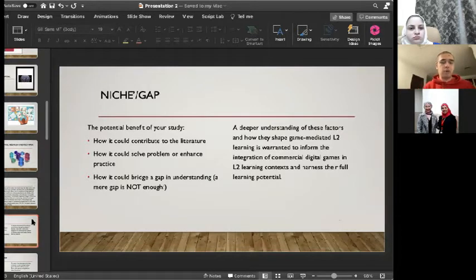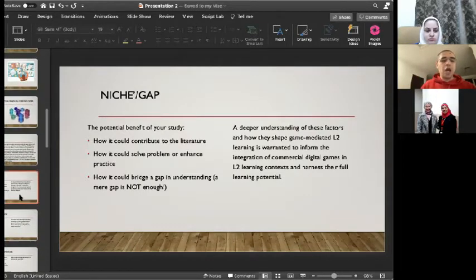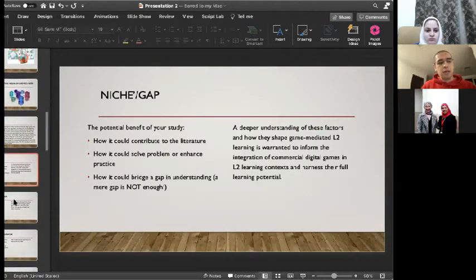You need to demonstrate that addressing this gap or this niche has a potential benefit, that it enhances our understanding of an important topic, or it serves to solve a practical problem that we're facing, or that it can enhance our instructional practice. So it's not just something new, but it's something new that builds up on existing research, and it has the potential to address problems or improve practice.